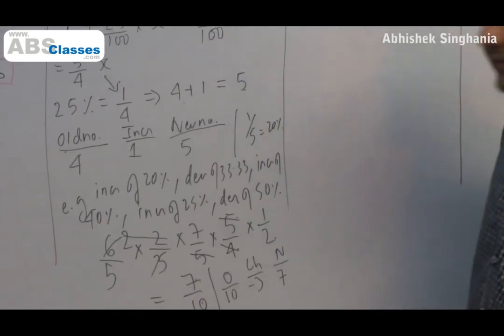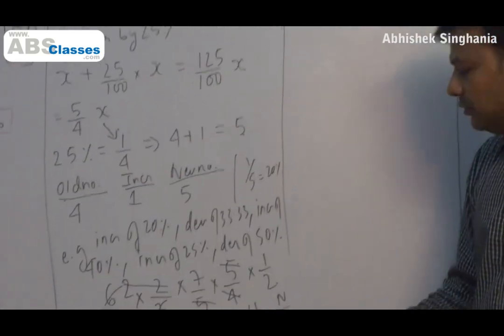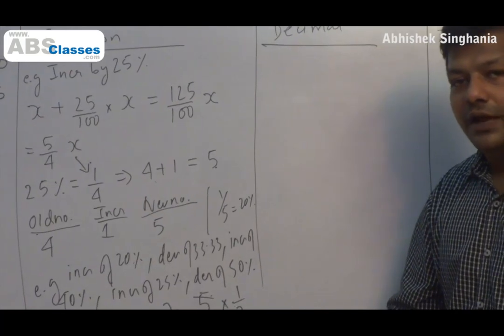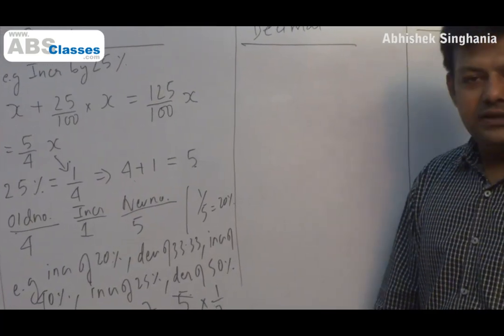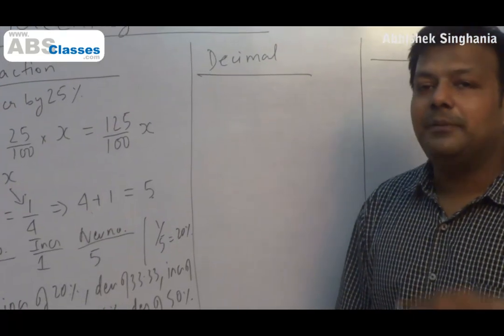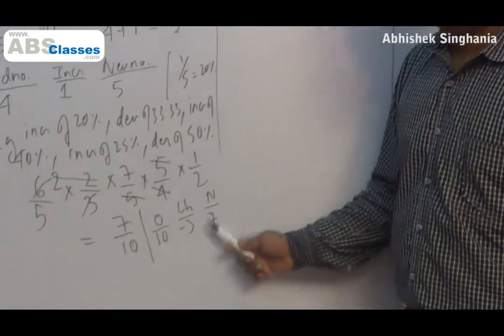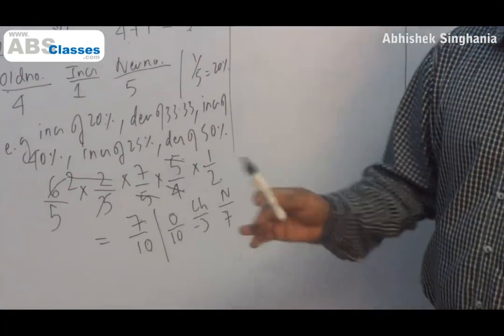So the change is a decrease of 30%. The new number is 70% of its original value. Now, if the question is, by what percentage should I increase my new number so that it becomes the old number? The answer will be 3 by 7 or 42.85%.